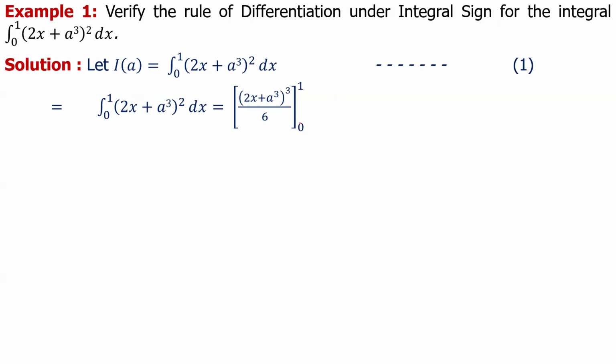Now let us substitute the limit. We are taking 1 upon 6 outside. If we put the upper limit 1, 2 into 1 is 2, plus a cube, whole to the power 3. And if we take the lower limit, 2 into 0 is 0, so a cube whole to the power 3. This is the lower limit.